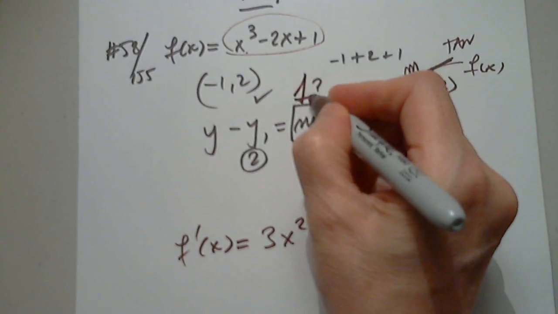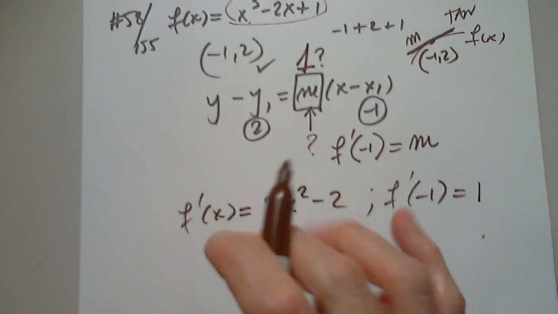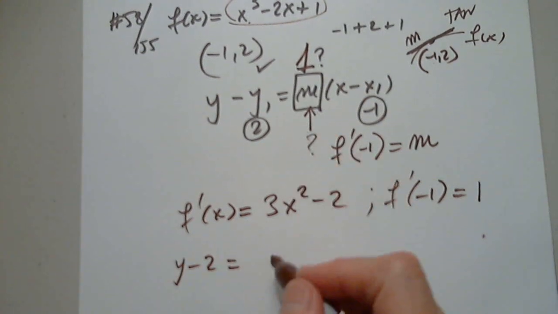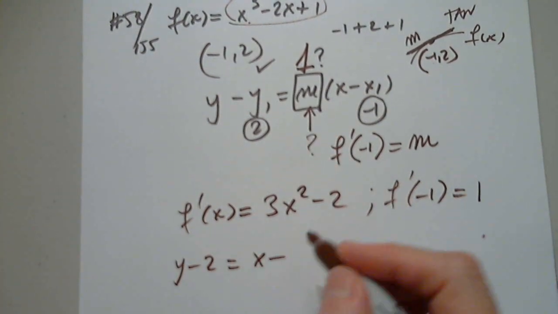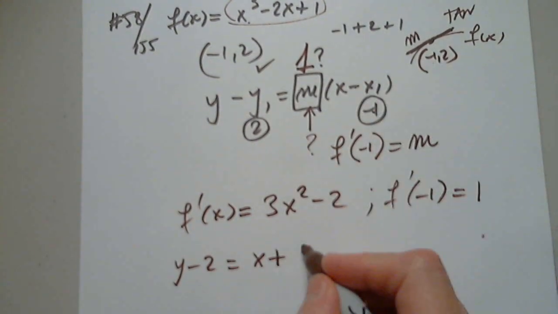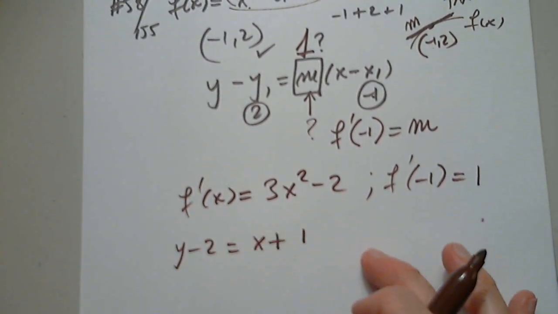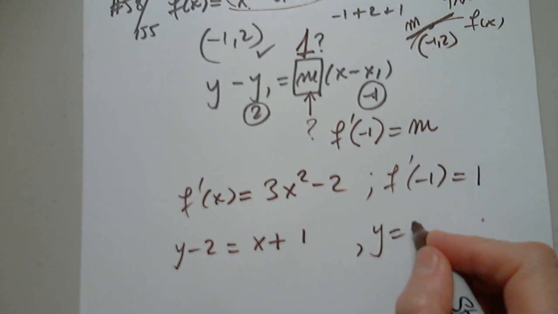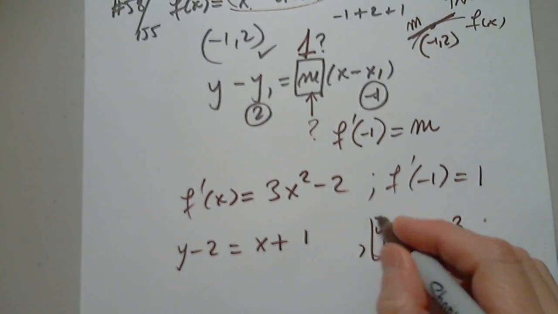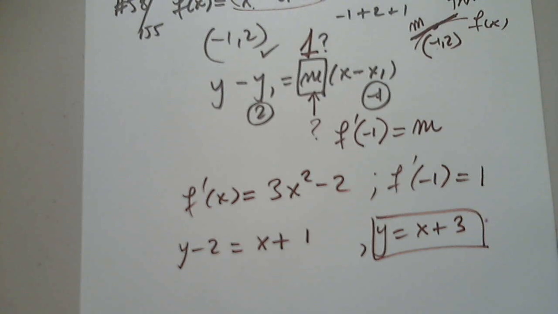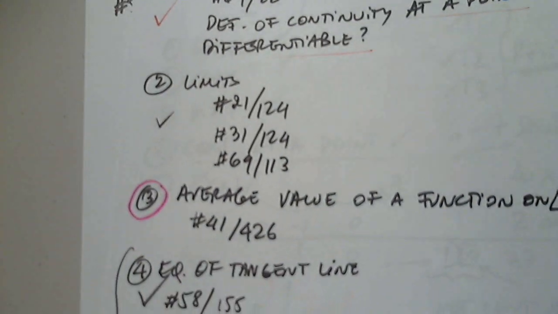The slope is 1. So y minus 2 equals the slope, which is 1, times x plus 1. I move -2 to the other side. It becomes +2. So y equals x plus 3. That's it. Good.